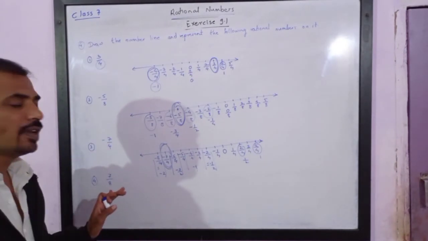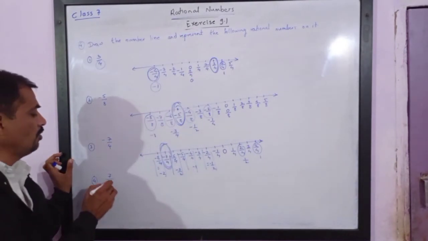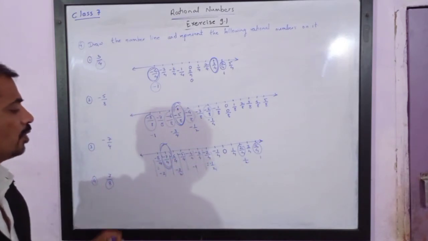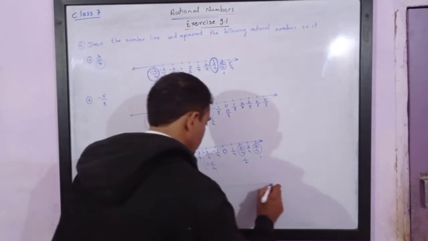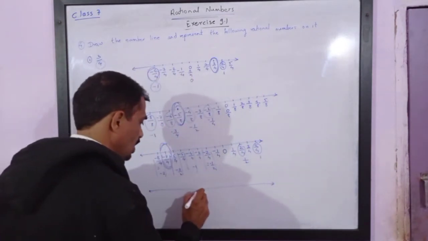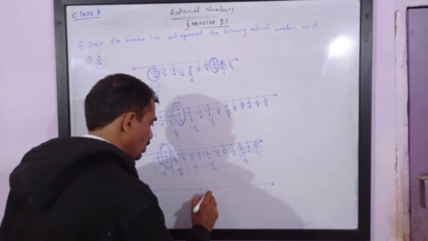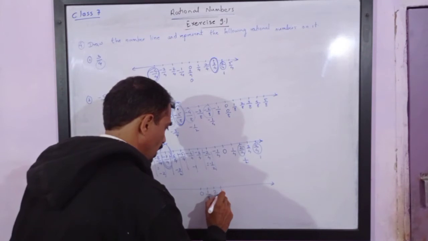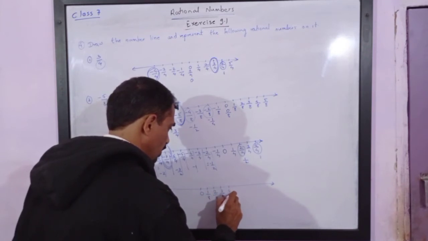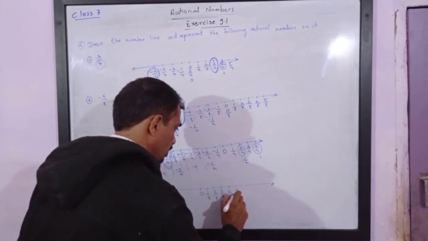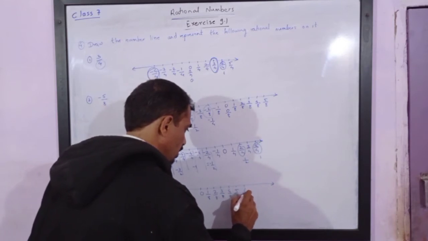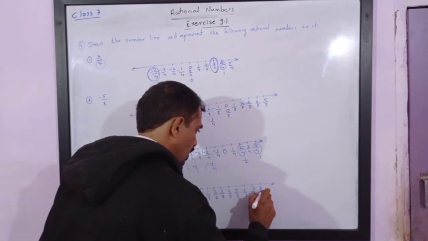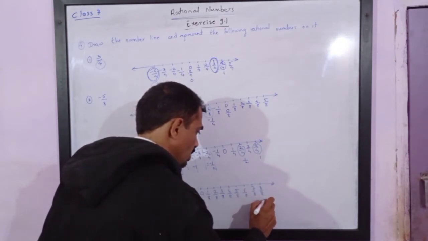The last number is 7 upon 8. Please note, we have to divide into 8 equal parts. The numbers from 0 to 1 must be divided into 8 equal parts. It means this is the number line, and from 0 we write 1 upon 8, 2 upon 8, 3 upon 8, 4 upon 8, 5 upon 8, 6 upon 8, 7 upon 8, 8 upon 8. Please note, this 8 upon 8 is nothing but 1.